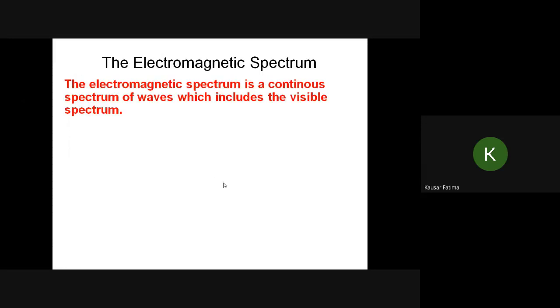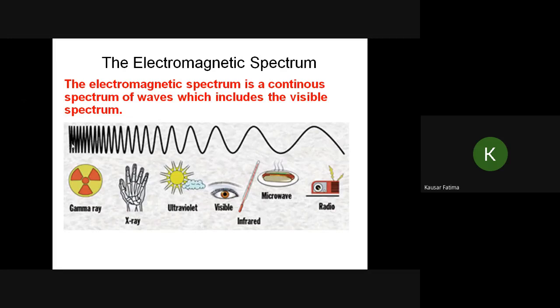So the electromagnetic spectrum is a continuous spectrum of waves which includes the visible spectrum. See here, starting from the shortest wavelength, gamma rays, which are radioactive, then X-rays, and the wavelength becomes longer as we go towards the right side. Ultraviolet comes from the sun and some lamps that emit ultraviolet rays, then visible light which is detected by the human eye and animals' eyes, then infrared which is responsible for heating, microwaves and radio waves.